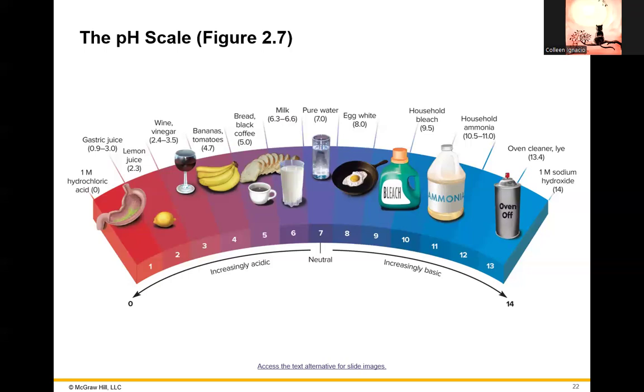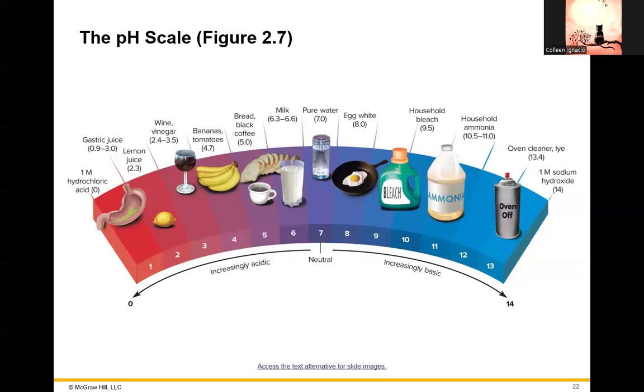So if that NG tube, nasogastric tube, is still in the stomach, the contents when I test it will be acidic and it will give you a pH of between 1 to 4. Okay. Lemon juice is acidic. Wine, vinegar, bananas, tomatoes are all acidic. Black coffee, bread is acidic. Now, milk is also slightly acidic.